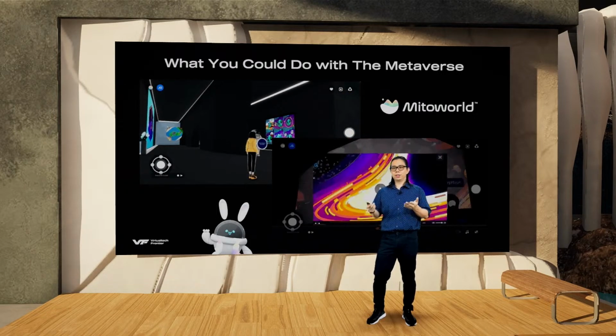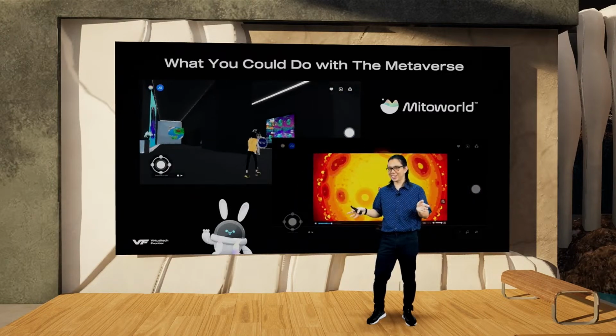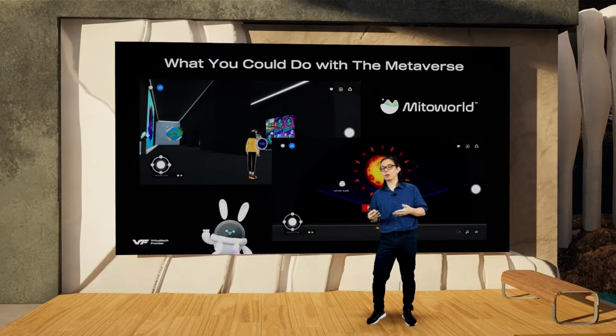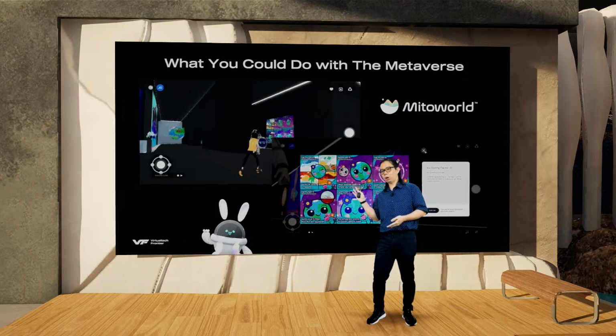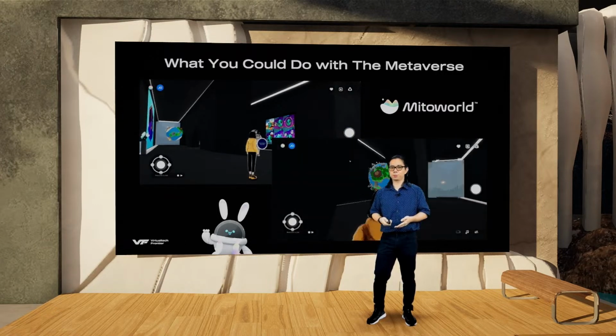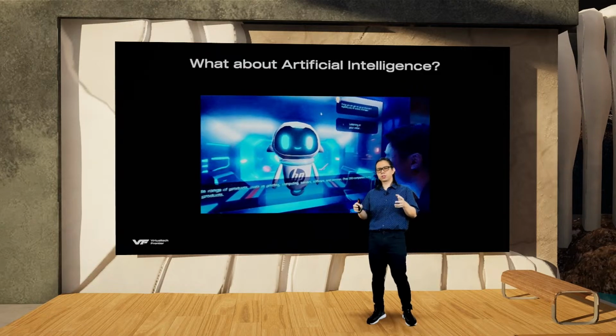Now, of course, this will work for those of you that are very visual. We're not saying this is a one-size-fits-all, okay? If you have a solution that probably doesn't have as many visual elements, you probably don't need the metaverse as part of your solution. So, we've talked about the metaverse.